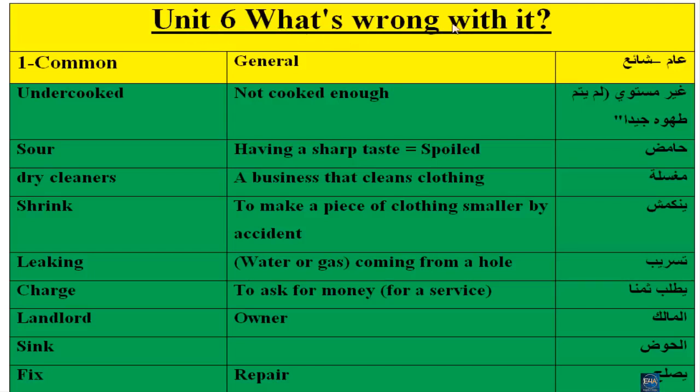Unit 6. What's wrong with it? 1. Common, general. Undercooked, not cooked enough. This verb cooked, the D sounds like T. Cooked, not cooked enough. Sour, having a sharp taste. Spoiled.